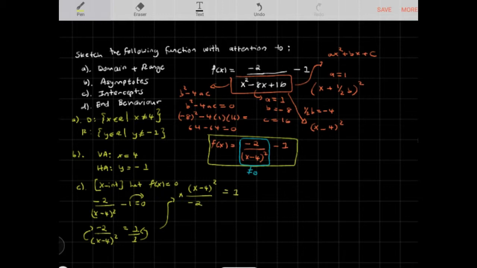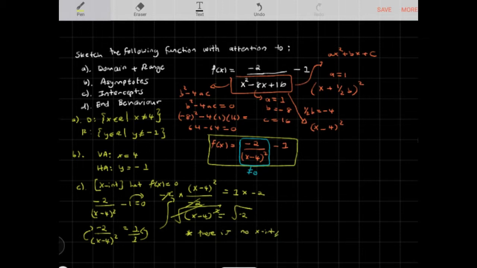I'm going to multiply this by -2. Whatever I do to one side, I'm going to do to the other side in order to solve for x. So you get x minus 4 squared is equal to -2. I'm going to square root both sides to get rid of the square. You can notice that there is an issue here. If I square root the -2, this is undefined. So this implies that there is no x-intercept.